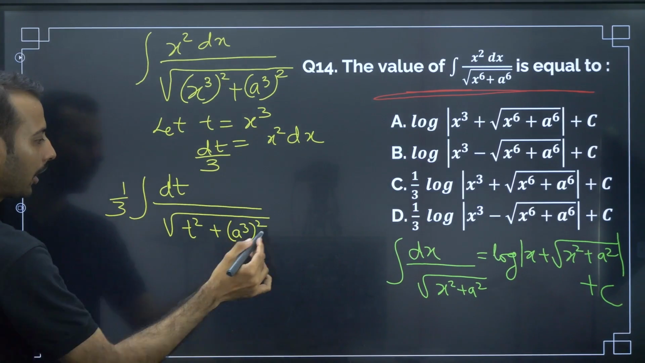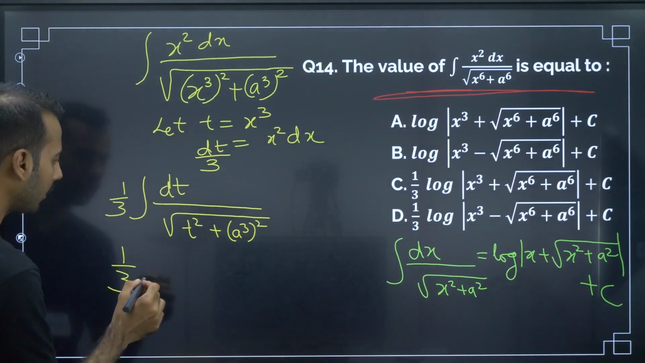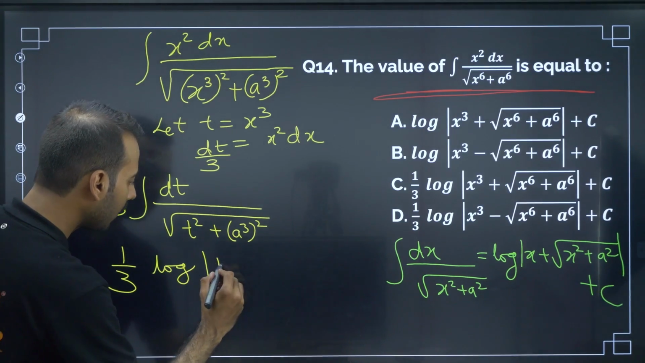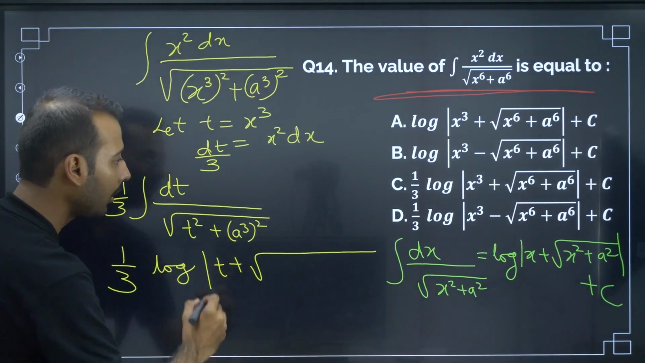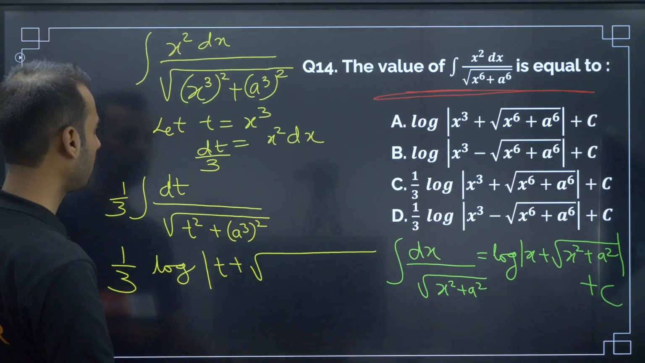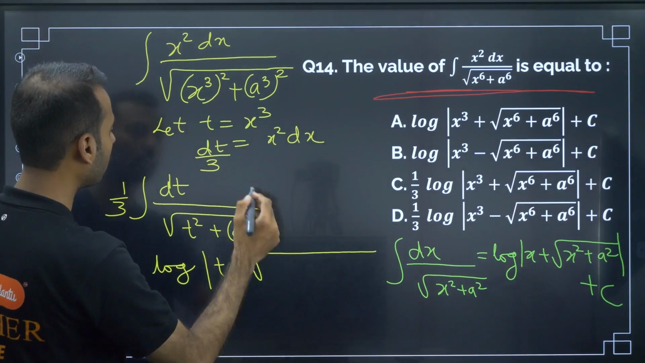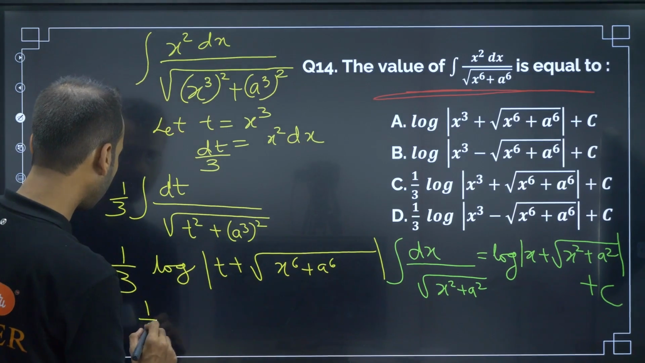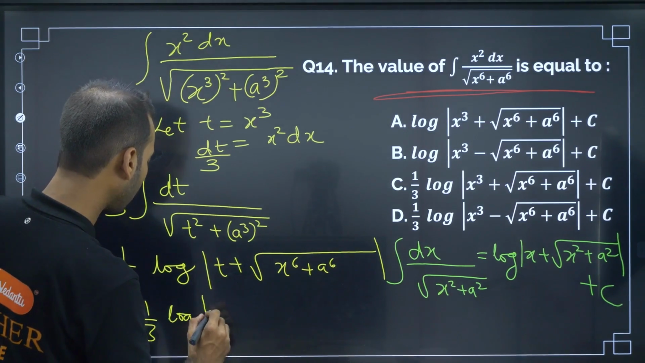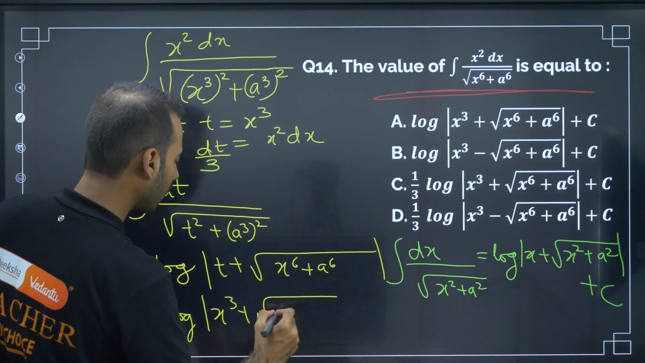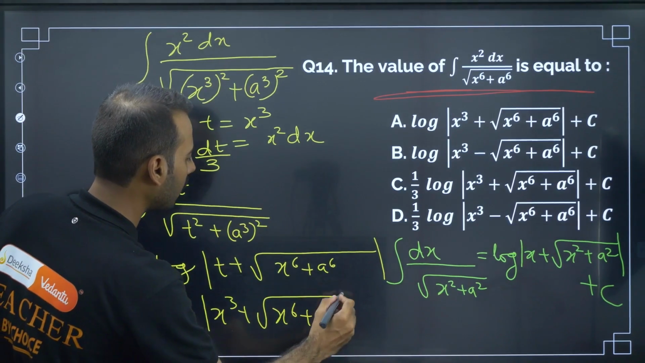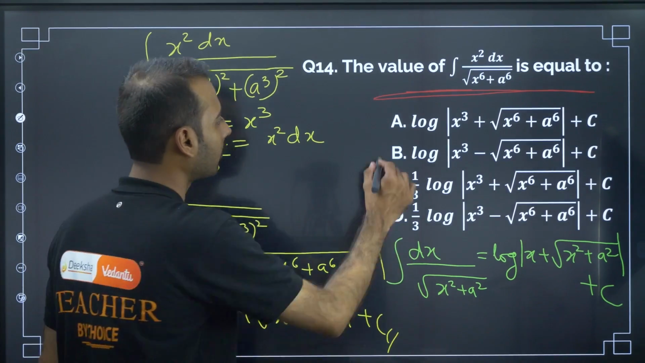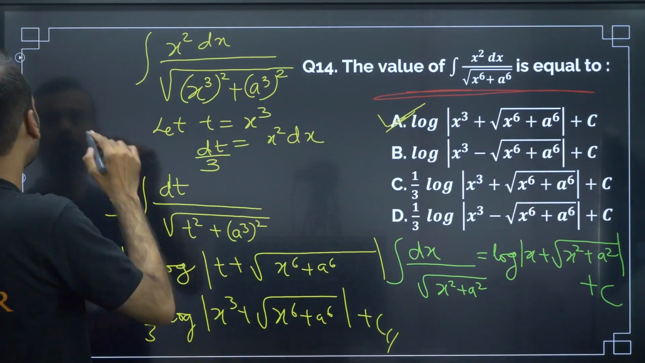So let me use that: 1 by 3 log mod t plus root of t square plus a square. So same expression as the question. What is that question? x6 plus a6. So 1 by 3 log, in place of t, x cube plus root of x6 plus a6, plus c. So log of x cube plus root of x6 plus a6, is there any such option? A is the answer. Moving on to the next question.